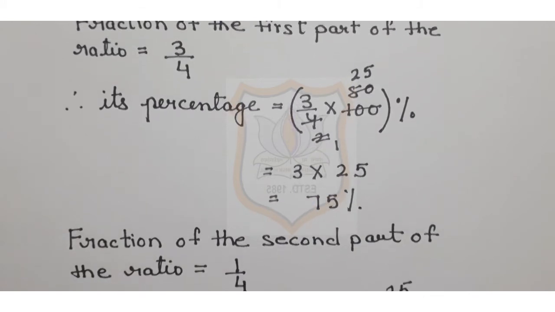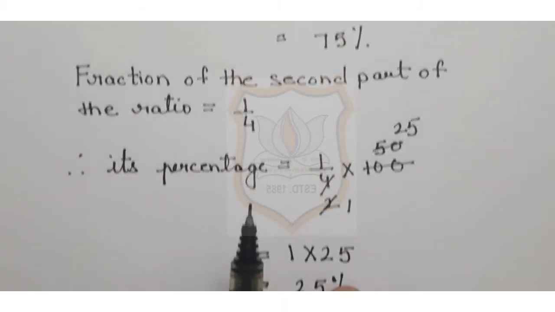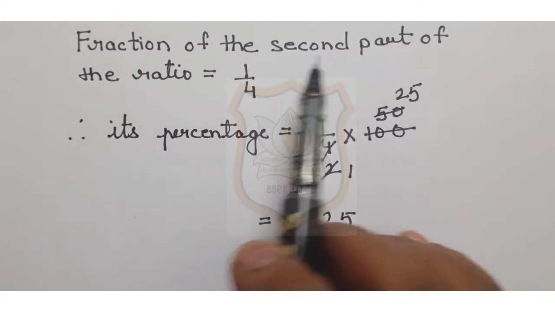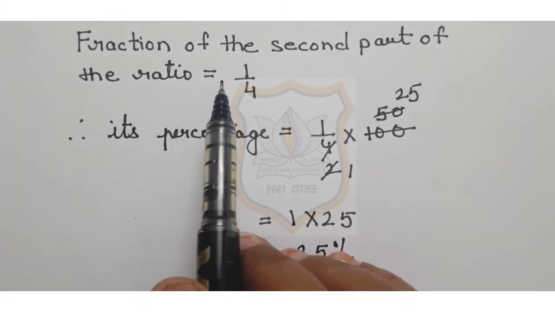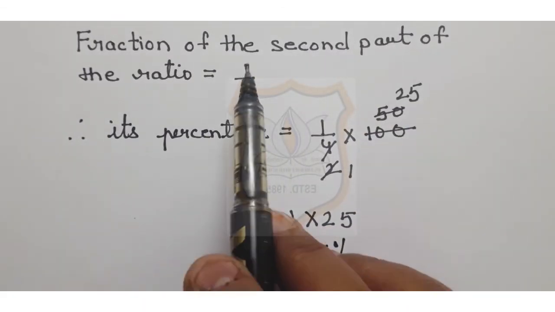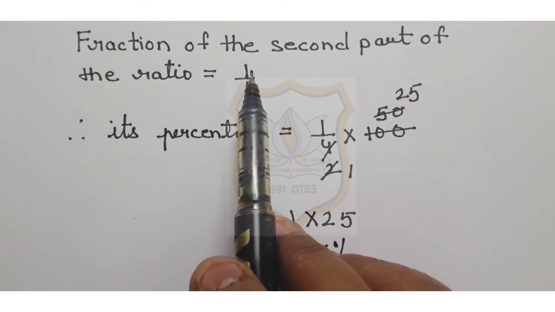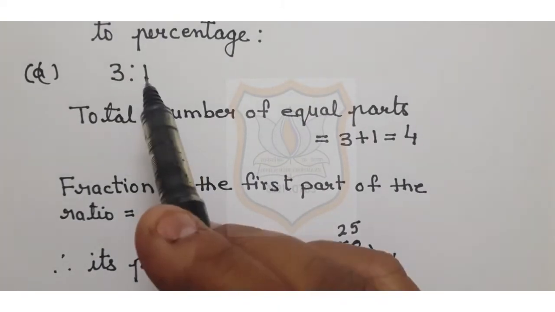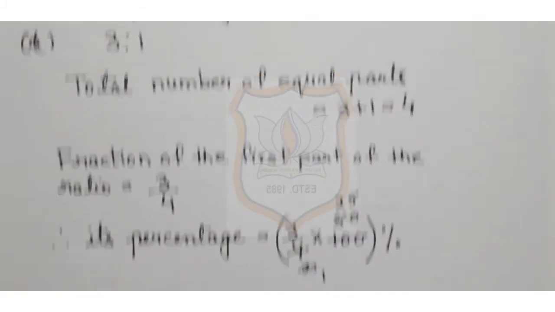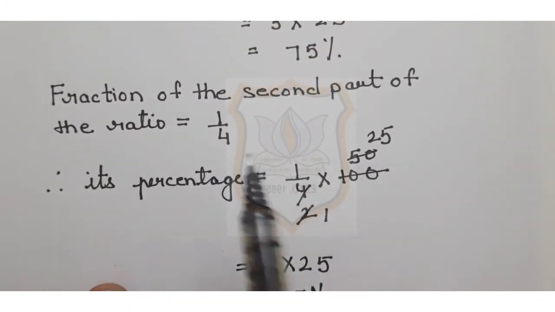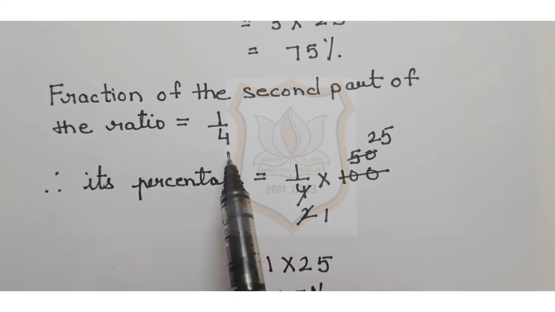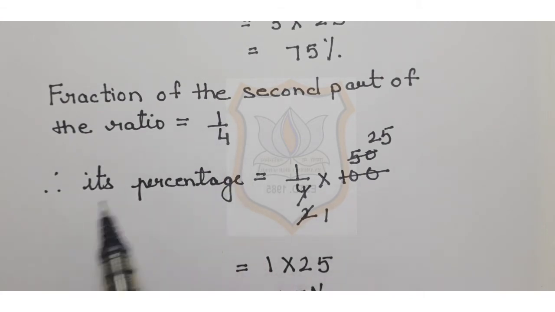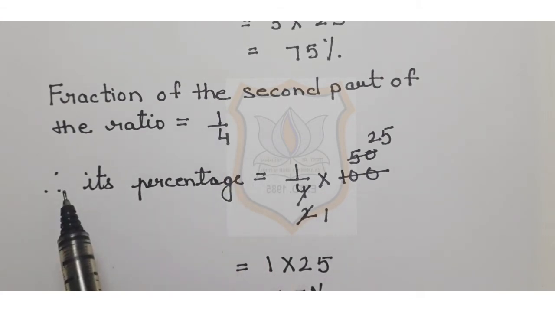Now we have to calculate the fraction of the second part. The fraction of the second part of the ratio is equal to 1 upon 4, because 1 is the second ratio, and the total equal parts are 4, which we have just calculated. So it is 1 upon 4. Now we will calculate its percentage.